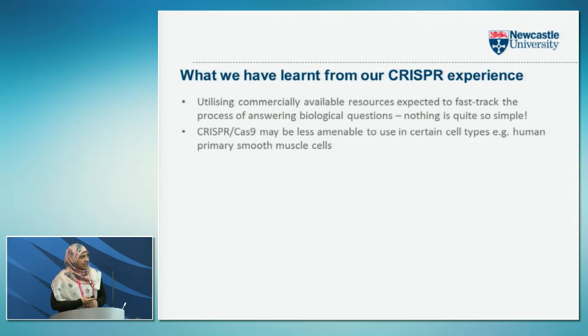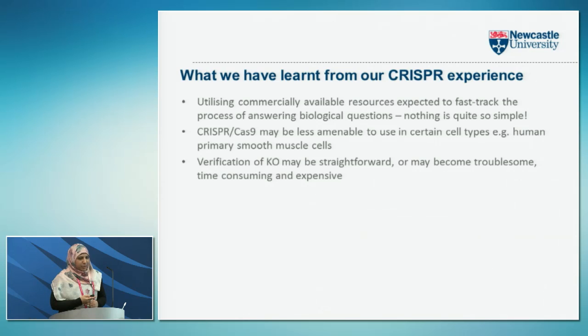It seems CRISPR-Cas9 may be less amenable to use in certain cell types, as we found with the uterine smooth muscle cells. This might be because of low transfection efficiency, or it could be the cells grew too slowly, or it could be the effects of KDAC8 knockout, but we never got far enough to get enough material to test that out. And we came across the age-old problem of the non-specific antibody, which can make verification of knockout either straightforward, as was the case with KDAC1, or it may become troublesome, time-consuming and expensive, as was the case with KDAC8.